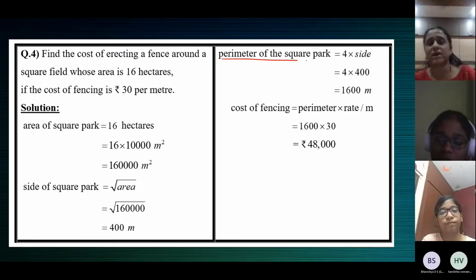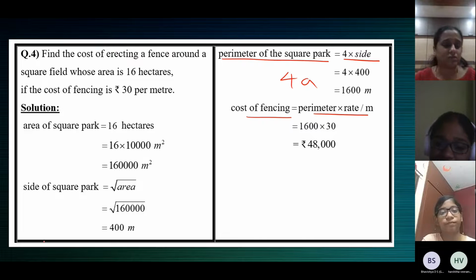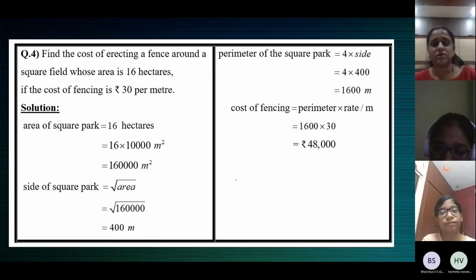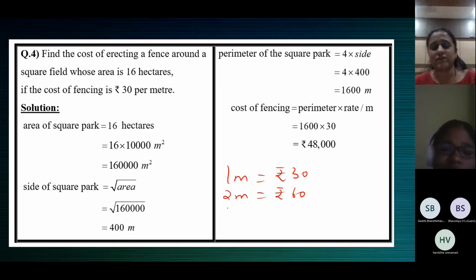So the perimeter of the square park is equal to 4 into side, or 4a. 4 into 400, 1600 meters. Now the cost of fencing is equal to perimeter into rate. What is the rate? To put a fence to a length of 1 meter, you'll have to pay 30 rupees. So if the length of your fence is 2 meters, you'll have to pay 60 rupees. If the length of your fence is 3 meters, then you'll have to pay 90 rupees.